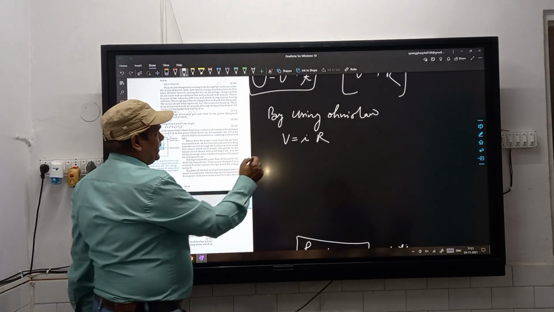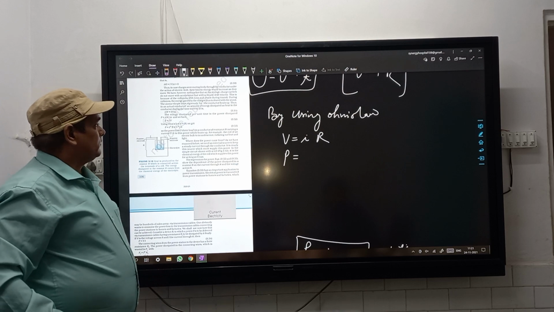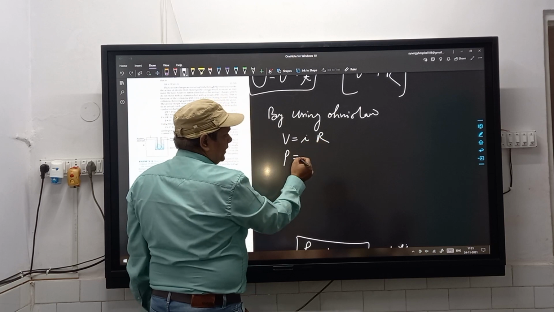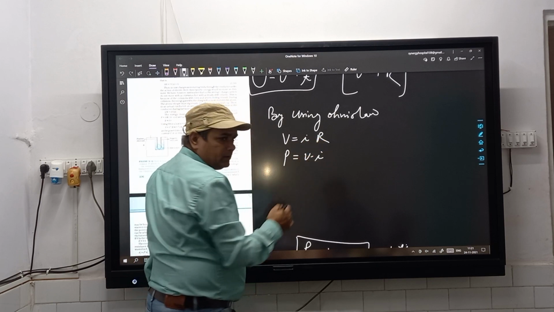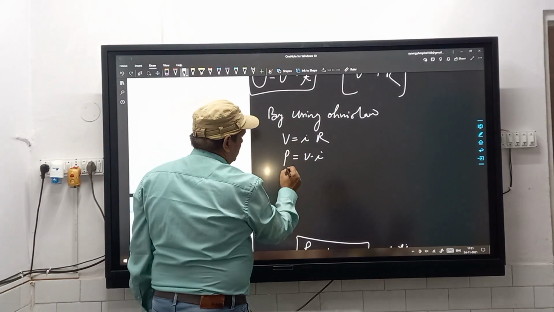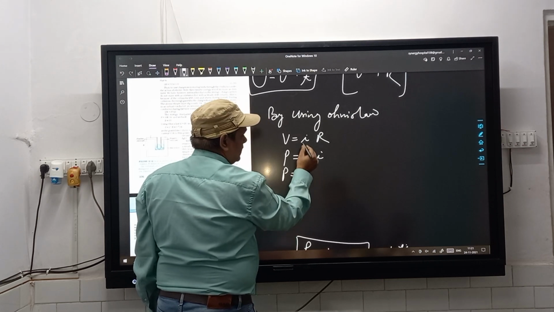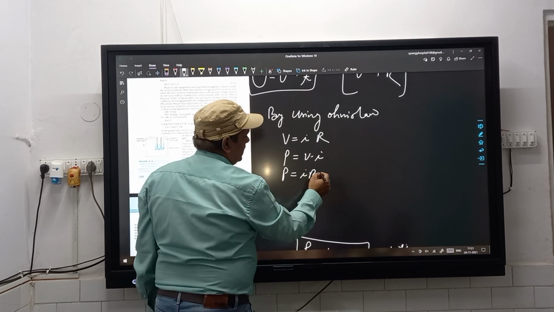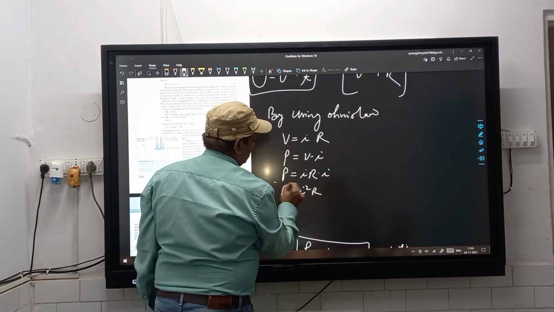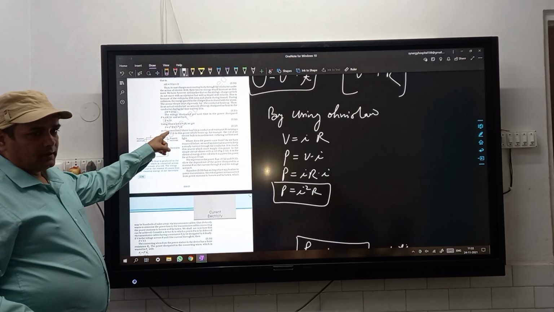P can be written as I square R. V is equal to IR and P is V into I. This was the last formula. In the place of V, you can write this. So V becomes I into R, and further into I. This becomes I square R.